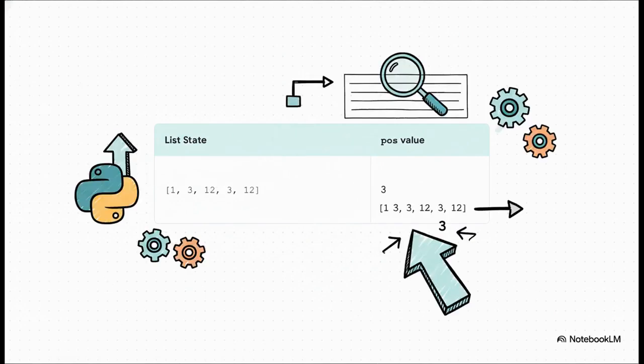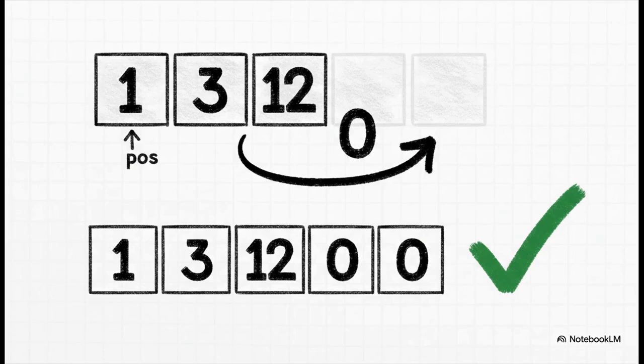So we keep doing that, and after we've scanned the entire list, all the non-zero numbers have been neatly shifted to the front. Our list now looks something like this: 1, 3, 12, 3, 12. And our little pos bookmark has stopped at index 3. And you know what? The hard part's over. Now, all we have to do is clean up. We start a second, super simple loop right where our bookmark left off, at index 3. And we just fill in the rest of the list with zeros. And just like that, it's done. Perfectly sorted, all in place.